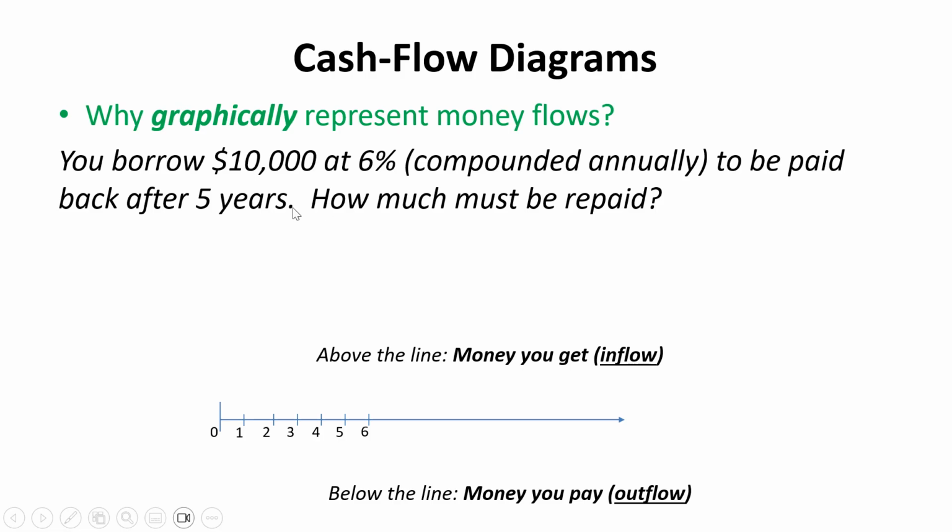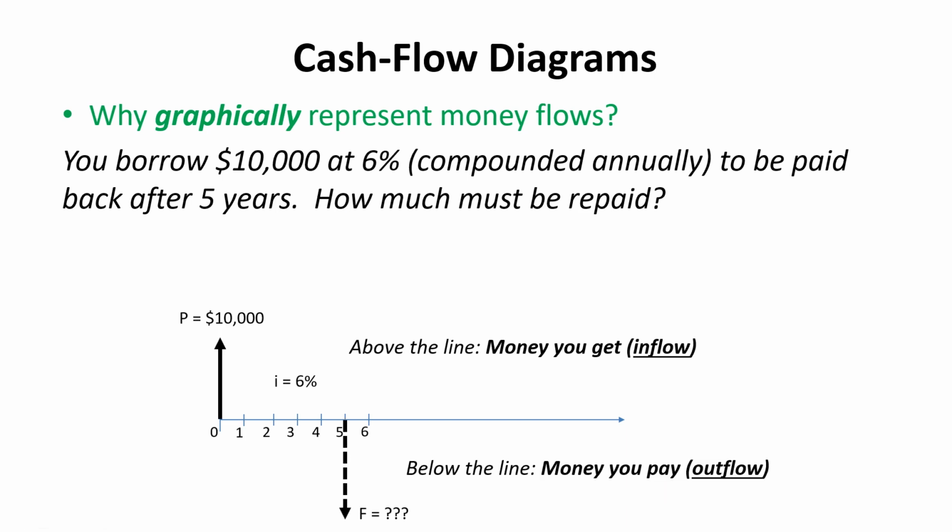You borrow $10,000 at 6% to be paid back after 5 years. How much must be repaid? So this is a question like, we don't know the answer that must be repaid in 5 years. So it would look like this. There's a solid line up, this arrow in the amount of $10,000, and you can see it's at time 0, at the present, so P means present. And then somewhere adjacent to the cash flow diagram, you define the interest rate per period. Here it's 6%. And each one of these tick marks represents a year.